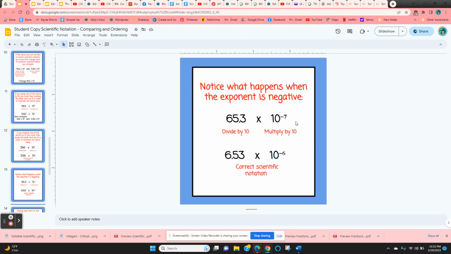And then what happens if the exponent is negative? So here they have to divide by 10. If they multiply by 10, then this changes the exponent from -7 to -6. So it's going to be 1 greater.